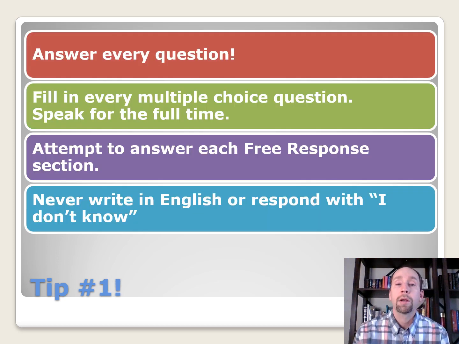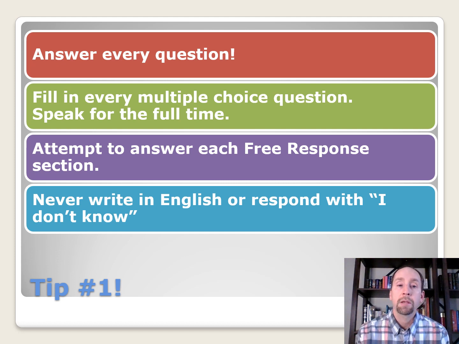All right, tip number 1, be sure to answer every question. So why wouldn't you? If you get pressed for time, you need to start filling out those bubbles as quickly as possible because there's no penalty for a wrong answer. So even if you're not sure and there's 4 multiple choice responses and you take a guess, you've got a 25% chance of getting that right and building the points that you need to start earning college credit.